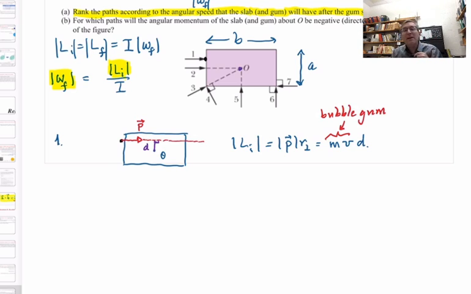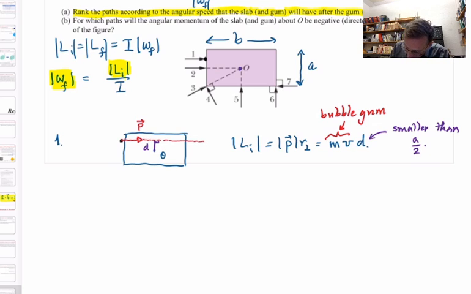Okay, that's at least something about the initial angular momentum. It's m times v, which is the same in every experiment, times that distance d that you can see, and it's very clear that d is smaller than half the width of the merry-go-round, A over 2.